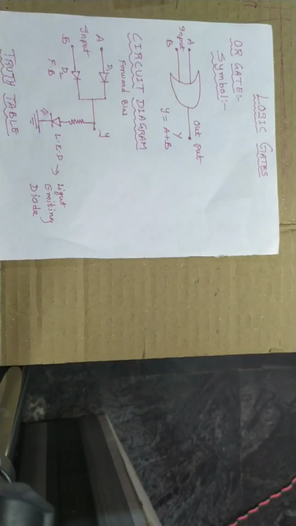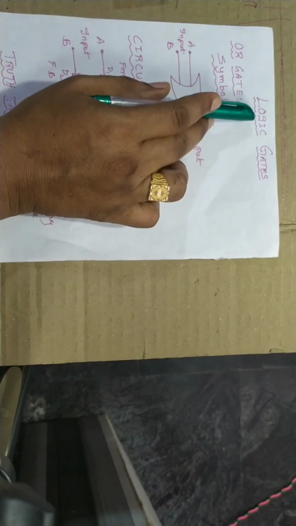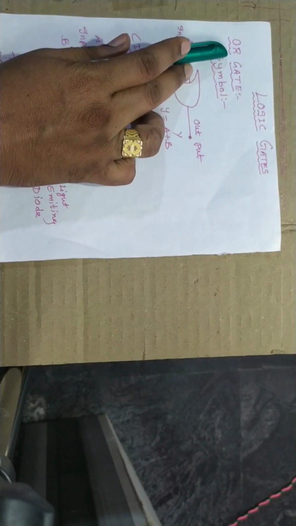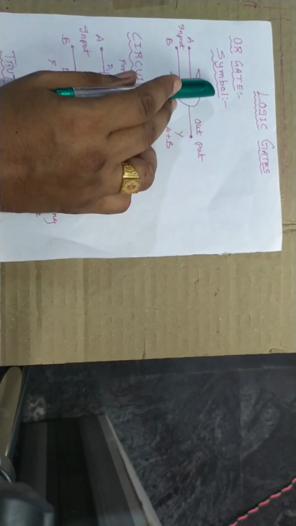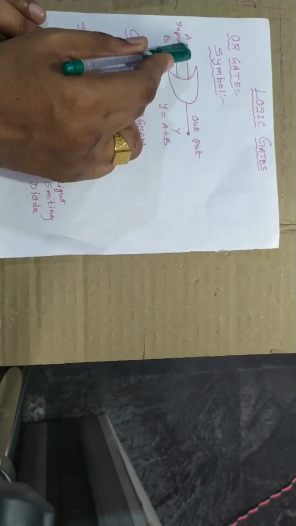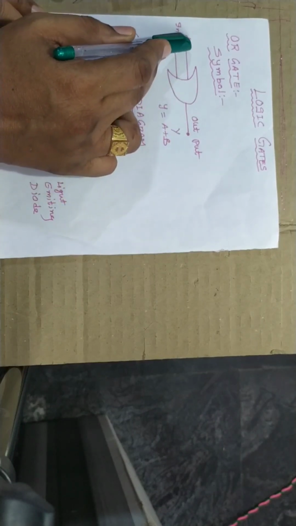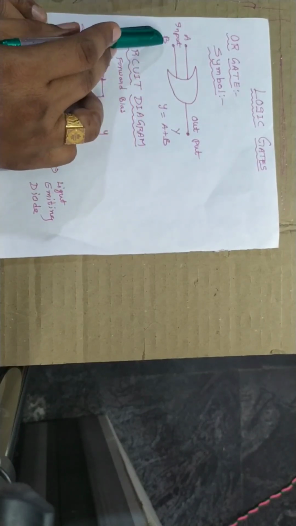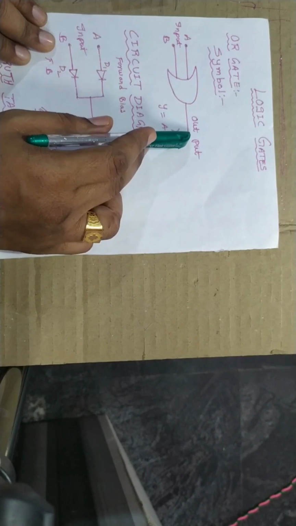Hello students, today we are going to learn logic gates by using circuit diagrams. So carefully observe logic gates. In the logic gates, first we are going to learn the OR gate. This is the symbol of the OR gate. A and B are two inputs and Y is the output.